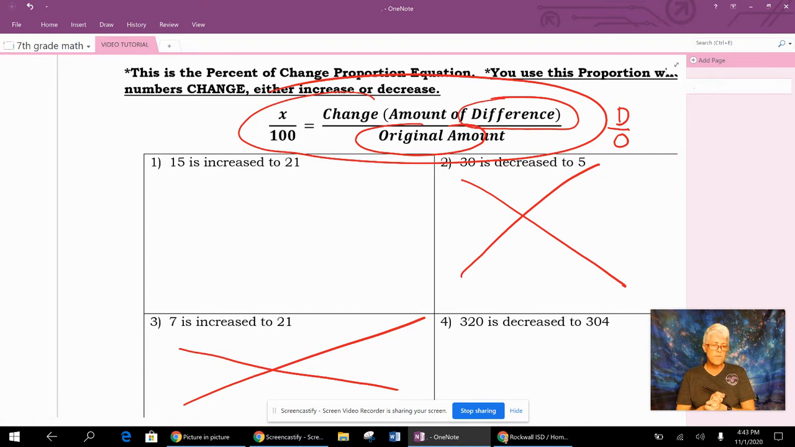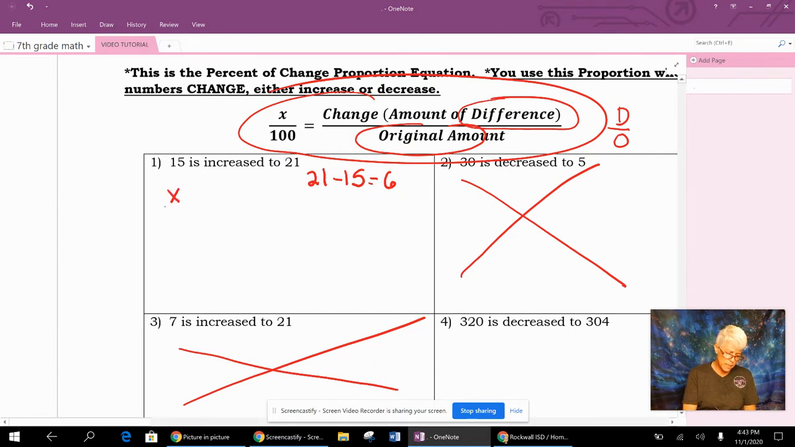All right, it says 15 is increased to 21. So we're going to find the difference between the two numbers. Whatever is the bigger number is the one I'm going to write first. It doesn't matter the order or anything like that. Just subtract the smaller number from the bigger number. That's the difference between the two numbers. So I'm finding a percent of change, percent increase or percent decrease.